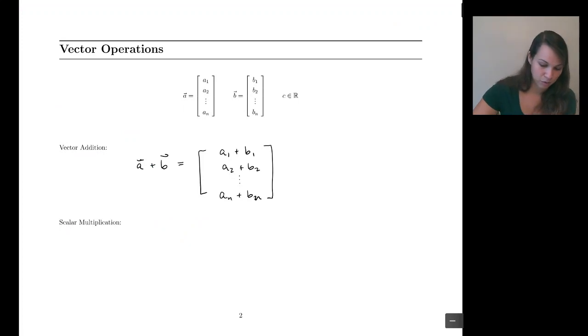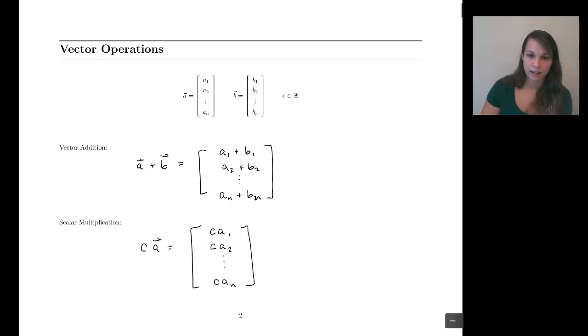And then we have scalar multiplication. That's where you take a scalar like c and you multiply your vector. And you do that component-wise as well, except you take the same c and you multiply each component. And then I've got a visualization for that as well.